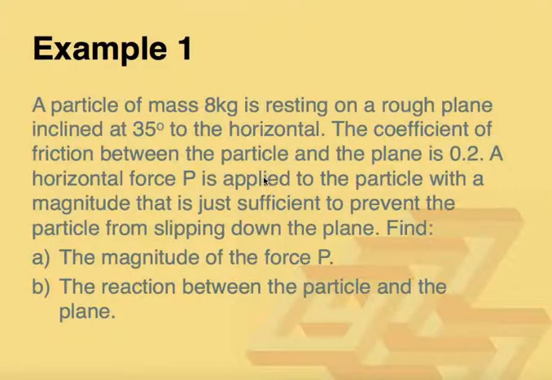So we have a particle of mass 8 kilograms. It's resting on a rough plane inclined at 35 degrees to the horizontal. Coefficient of friction between the particle and the plane is 0.2. A horizontal force P is applied to the particle with a magnitude that is just sufficient to prevent the particle from slipping down the plane. We want to find A, the magnitude of the force P, and B, the reaction between the particle and the plane.